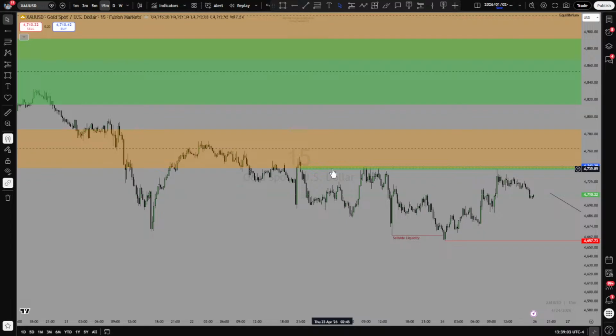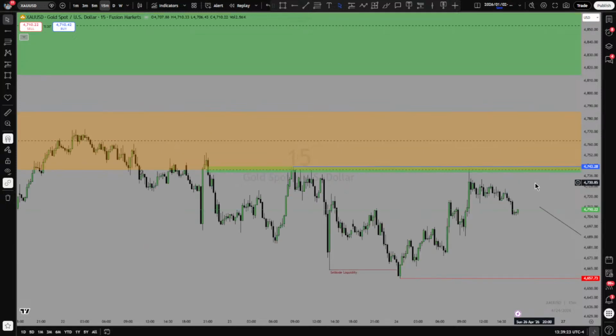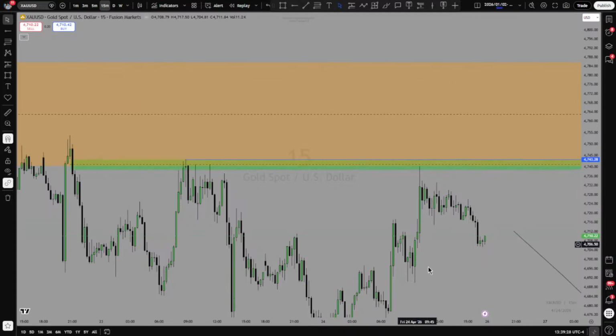With these two pairs, usually in the beginning they were moving in such a way that if gold is going higher, then Nasdaq is going down, right? Gold is seen as a safe haven for investors and traders. So what happened here? The Nasdaq was moving higher, and that's what I actually expected.